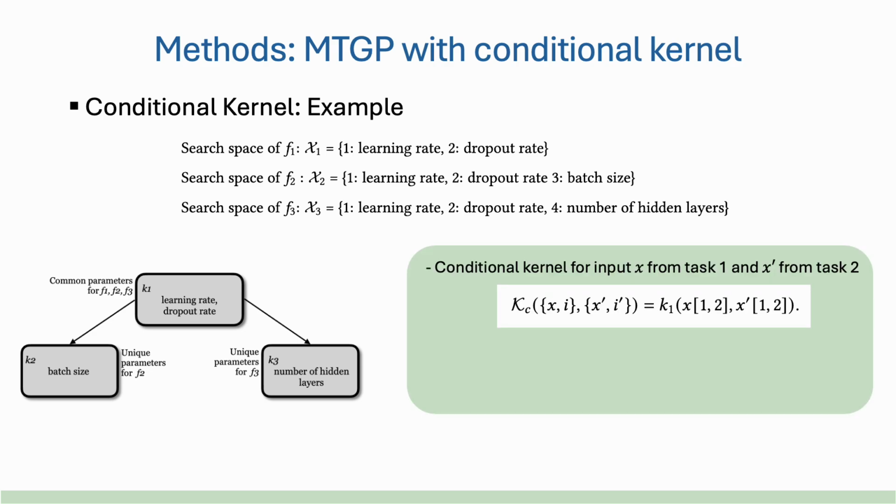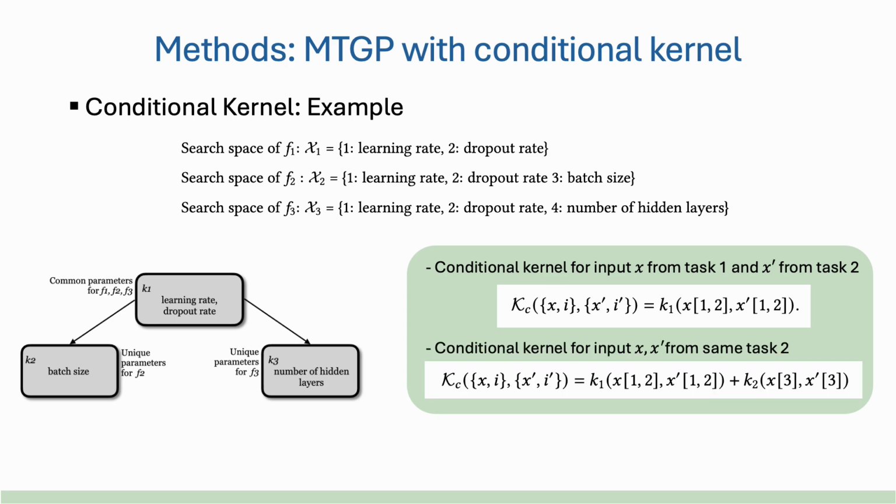As an example, let's say one of our inputs is coming from task 1 and the other is coming from task 2. Then you can see the common parameters for these two tasks is the root node parameter. So the kernel is just the base kernel at the root node, which is K1. If both the inputs are coming from task 2, then the common parameters is this left path. So that's why the conditional kernel is the sum of two base kernels, K1 and K2.